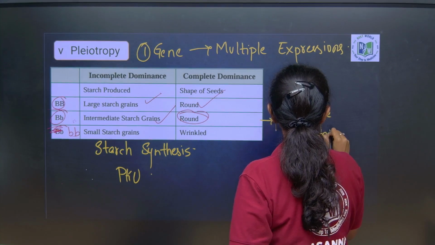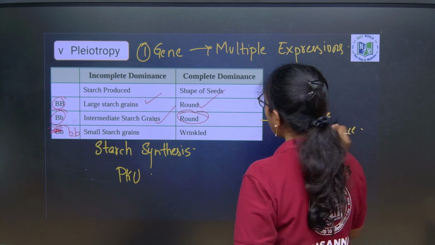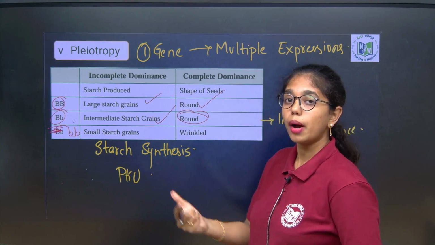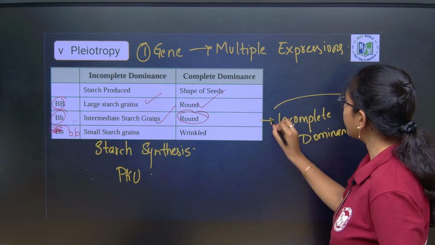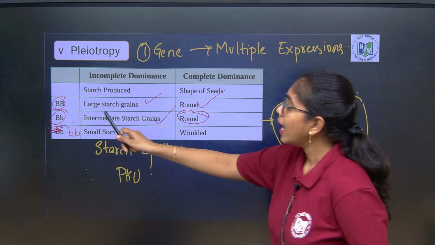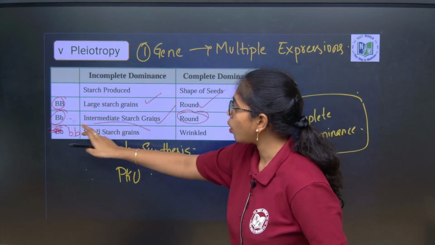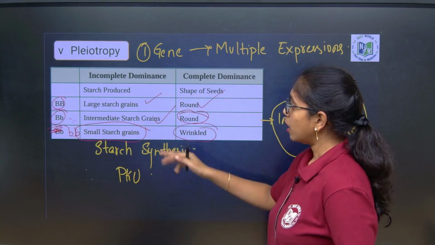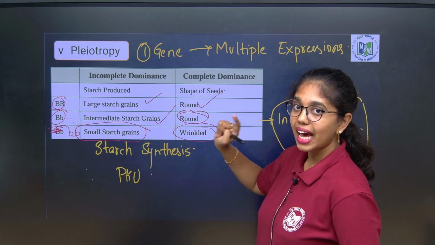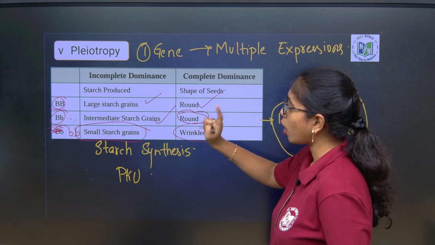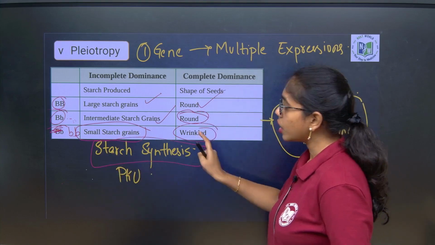So, if there is a question in the starch synthesis, which combination is showing the incomplete dominance, then you have to go for heterozygous dominant. Small b, it is again showing small starch grains and wrinkled. So, multiple expressions are shown by one trait or one gene, that is starch synthesis.